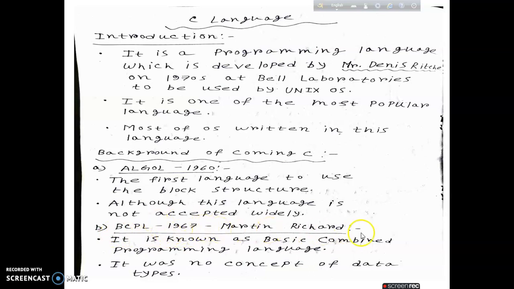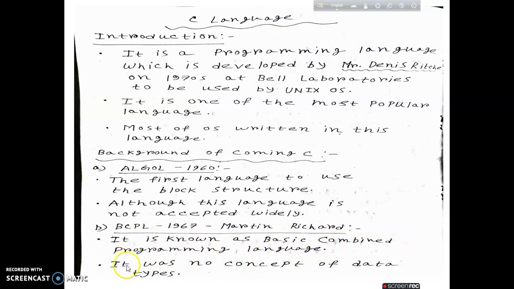Developed by Mr. Martin Richard, it is known as the Basic Combined Programming Language. So keep in mind: first is Algol, developed in the year 1960. Next is BCPL in the year 1967, developed by Mr. Martin Richard, known as the Basic Combined Programming Language.